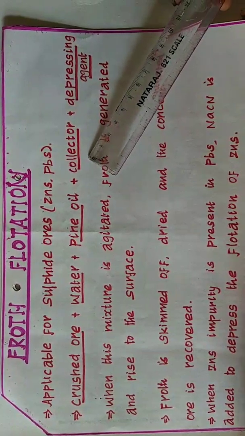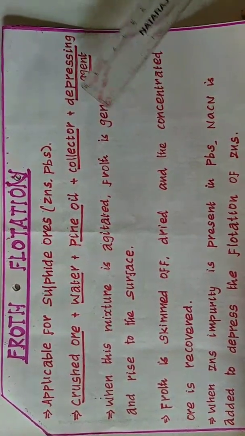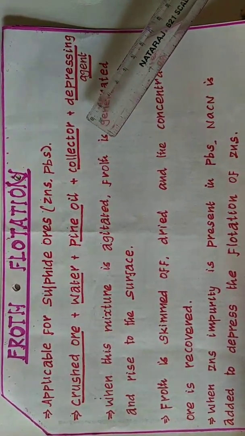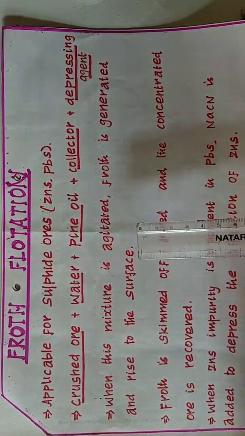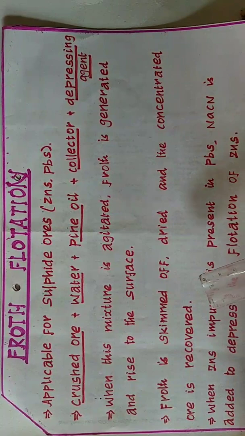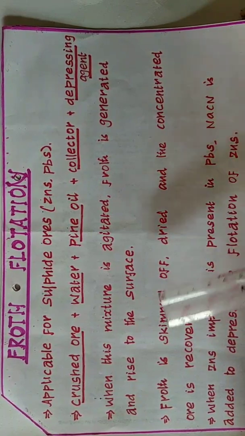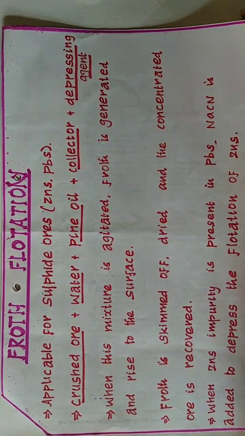What is the role of collector? To make the ore water repellent. What is the role of depressing agent? It is to prevent the other metals from coming to the froth. When the mixture is agitated using a stirrer, what is generated? Froth is generated and the froth rises to the surface of the container. Now the froth is skimmed off, dried, and the concentrated ore is recovered.